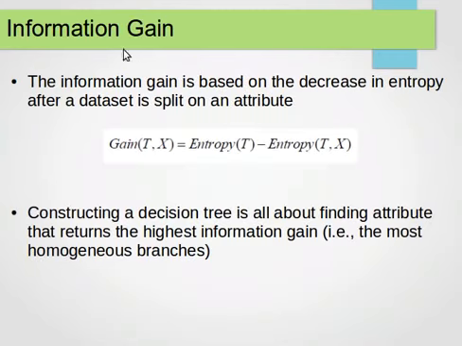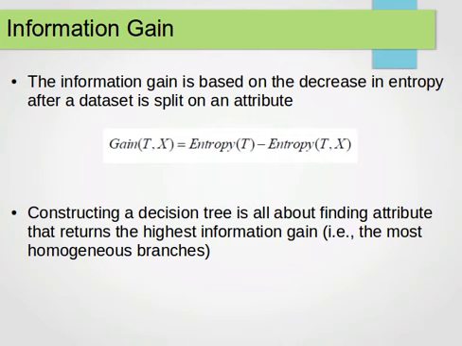After that, we need to compute the information gain. The information gain is based on the decrease in entropy after a data set is split on an attribute. So the information gain is entropy before splitting minus entropy after splitting. This is the entropy of the target as we mentioned before, and this is after we split using one of the attributes. Now, constructing a decision tree is all about finding the attribute that returns the highest information gain, i.e. the most homogeneous branches. What that means is we want the one that gives us the lowest entropy, so the difference here is as high as possible.